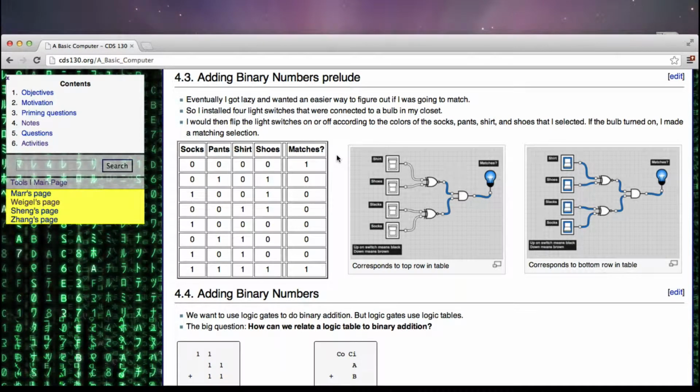Suppose I didn't want to look at that table every time I wanted to decide whether my clothing matched. I can build a circuit using logic gates and switches and light bulbs. And here's how to do it.